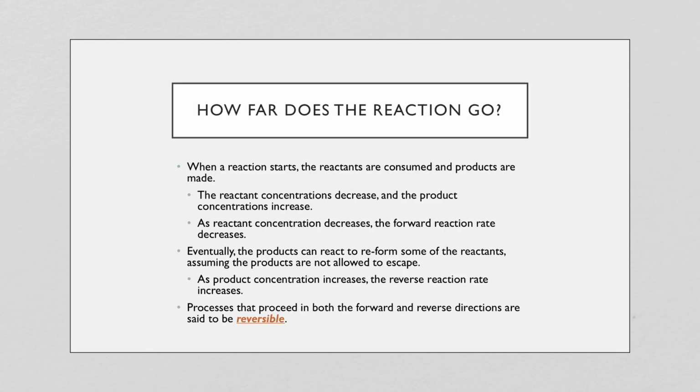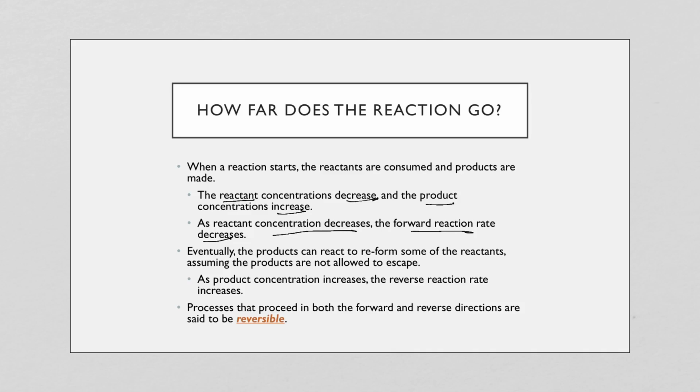So let's just take a model reaction here. And we'll think about when a reaction starts, let's just say we have only reactants there. And so at that point, the reactants are going to be consumed, they're going to react, and products are going to be made. And as this happens, the concentration of your reactants will drop as they're used up, and the concentration of the products will start to increase. As the reactant concentration decreases, the forward reaction also decreases.